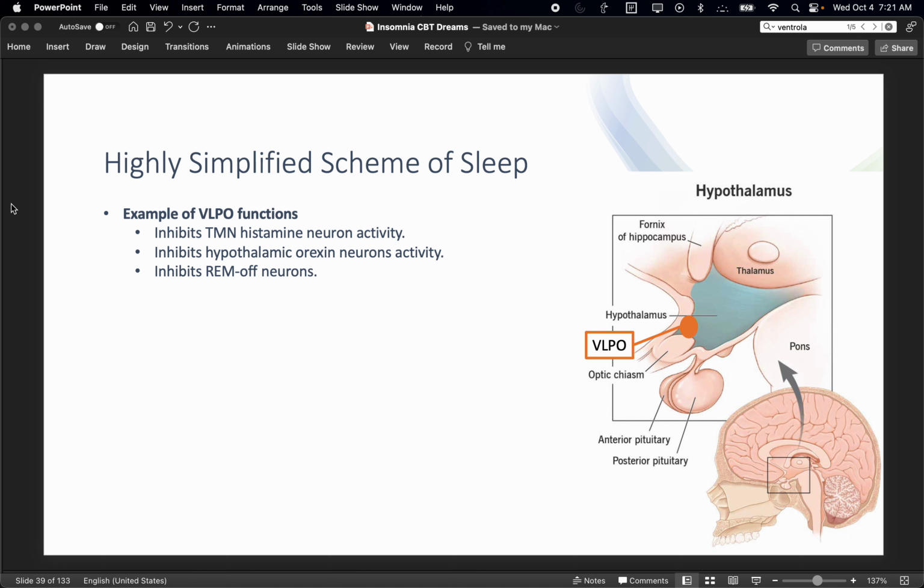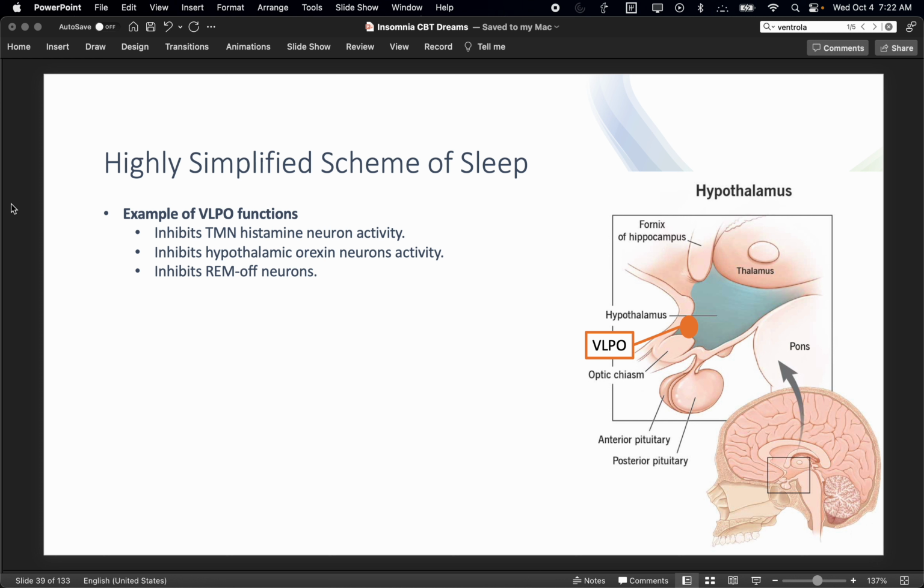Its functions, the most important ones initially, are basically inhibiting histamine, because that's one of the two major systems that keep you awake. Histamine and orexin keep you awake. It also inhibits the hypothalamic orexin neurons, so there's the other half. And then there's also a bunch of other specialized neural pathways, nuclei, whatever you want to say, that are also affected.